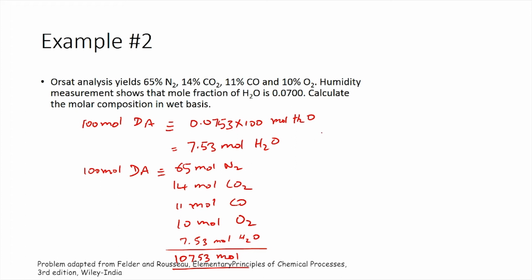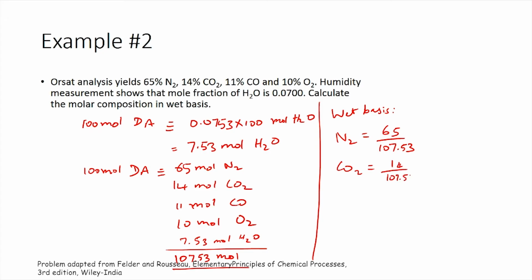So, the wet basis calculations for each of these components would be as follows. You have nitrogen, which would be 65 divided by 107.53, carbon dioxide would be 14 divided by 107.53, and carbon monoxide would be 11 divided by 107.53. Oxygen would be 10 divided by 107.53 and water vapor would be 7.53 divided by 107.53. These fractions represent the mole fractions of each of the components on wet basis. So, by performing these calculations we have converted dry basis into wet basis.